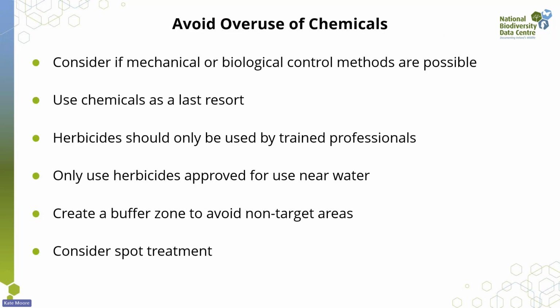And with that, we would ask that you avoid the overuse of chemicals. So it would be important to consider if mechanical or biological control methods are possible. Only use chemicals as a last resort. Herbicides should only be used by trained professionals, and only use herbicides that are approved for use near water. And it would be important to create a buffer zone to avoid non-target areas, and you should always consider spot treatment.